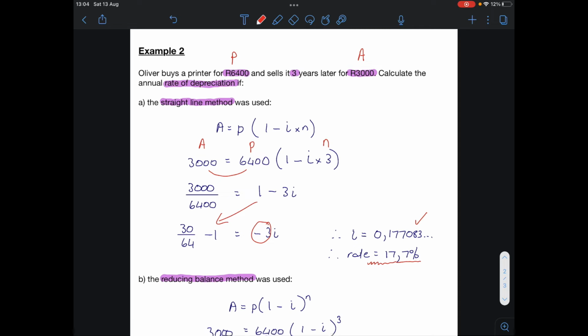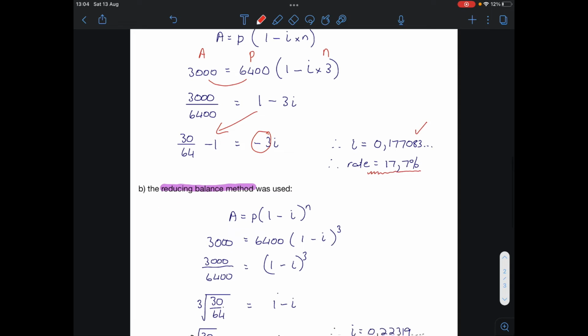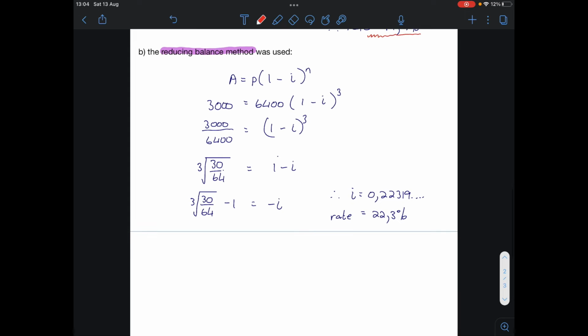Okay, happy. Just go through it again. I'm going fairly quickly because I'm assuming this is basic algebra, solving for unknowns. Then the reducing balance method. Don't forget, we deal with the exponential because it's a compound interest formula. Fill in your A, fill in your P, fill in your N. And once again, we take that across first. That's always the first thing we do.